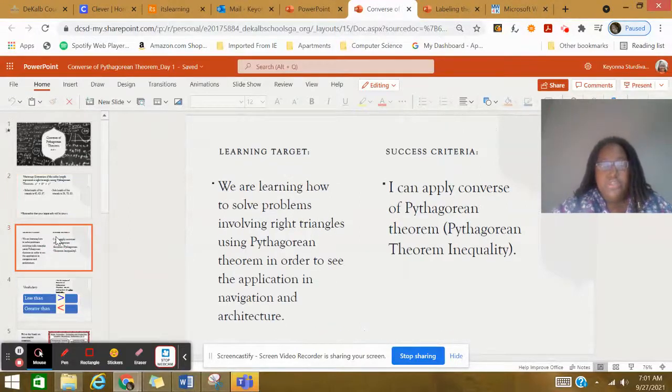Let's take a look at the learning target and success criteria. We are learning how to solve problems involving right triangles using the Pythagorean theorem in order to see the application in navigation and architecture. And the success criteria is: I can apply the converse of the Pythagorean theorem, also known as the Pythagorean theorem inequality.